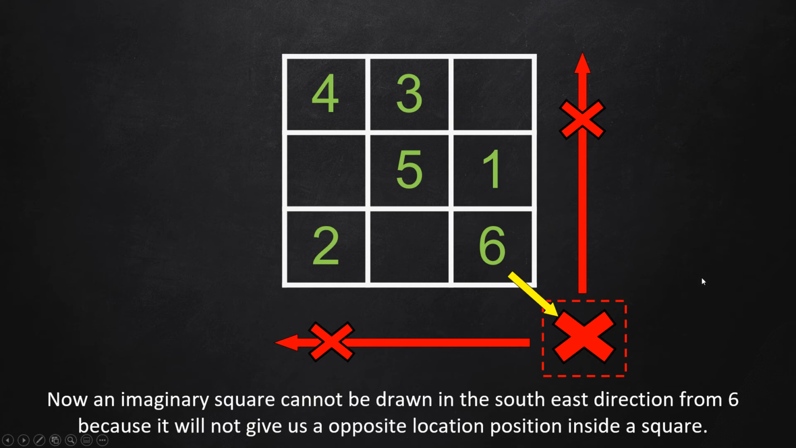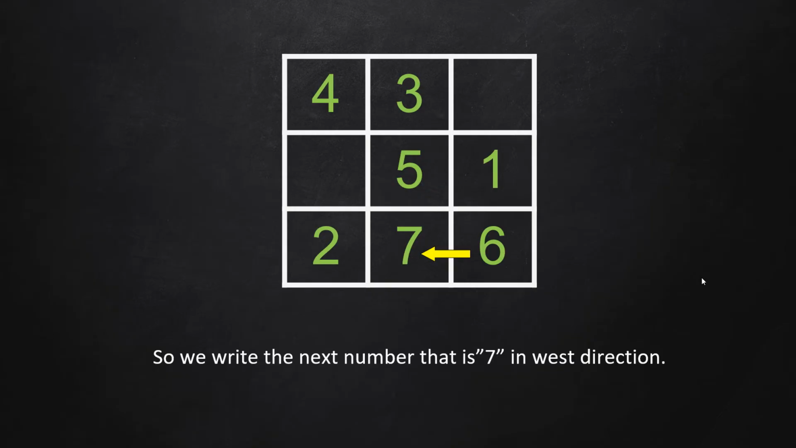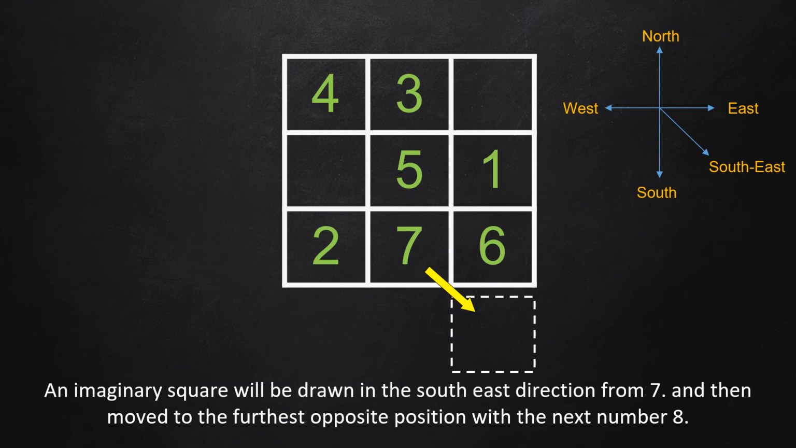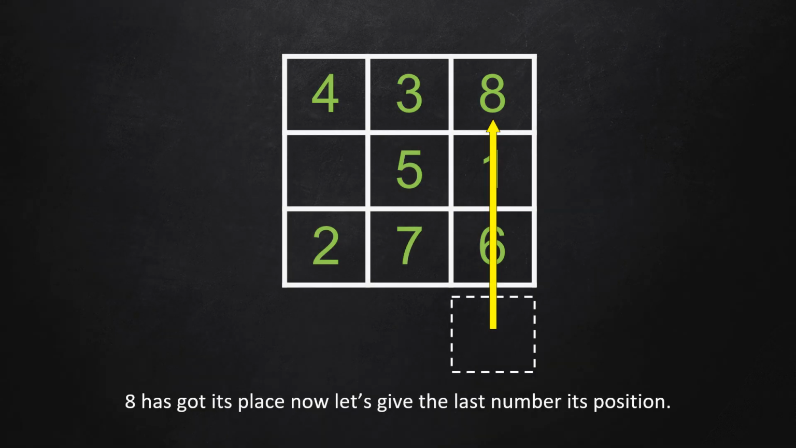So now, as we have learned before, we write the number 7 in the west direction. An imaginary square will be drawn in the southeast direction from 7 and then move to the furthest opposite position with the next number 8. So now 8 has appeared on its position.